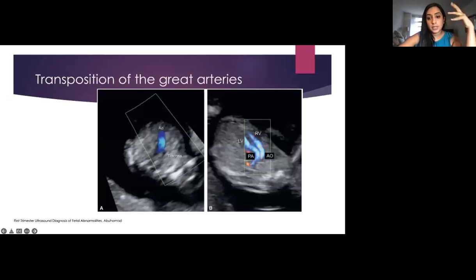So the best way to diagnose this is through the three-vessel trachea view. So in this three-vessel view, in A, you have presence of a single great artery of normal size, and this is representing the superiorly located aorta. And then when you get more of an oblique view of the chest, you can see the parallel coursing of the great vessels in discordance, with the aorta from the right ventricle and the pulmonary artery from the left ventricle.